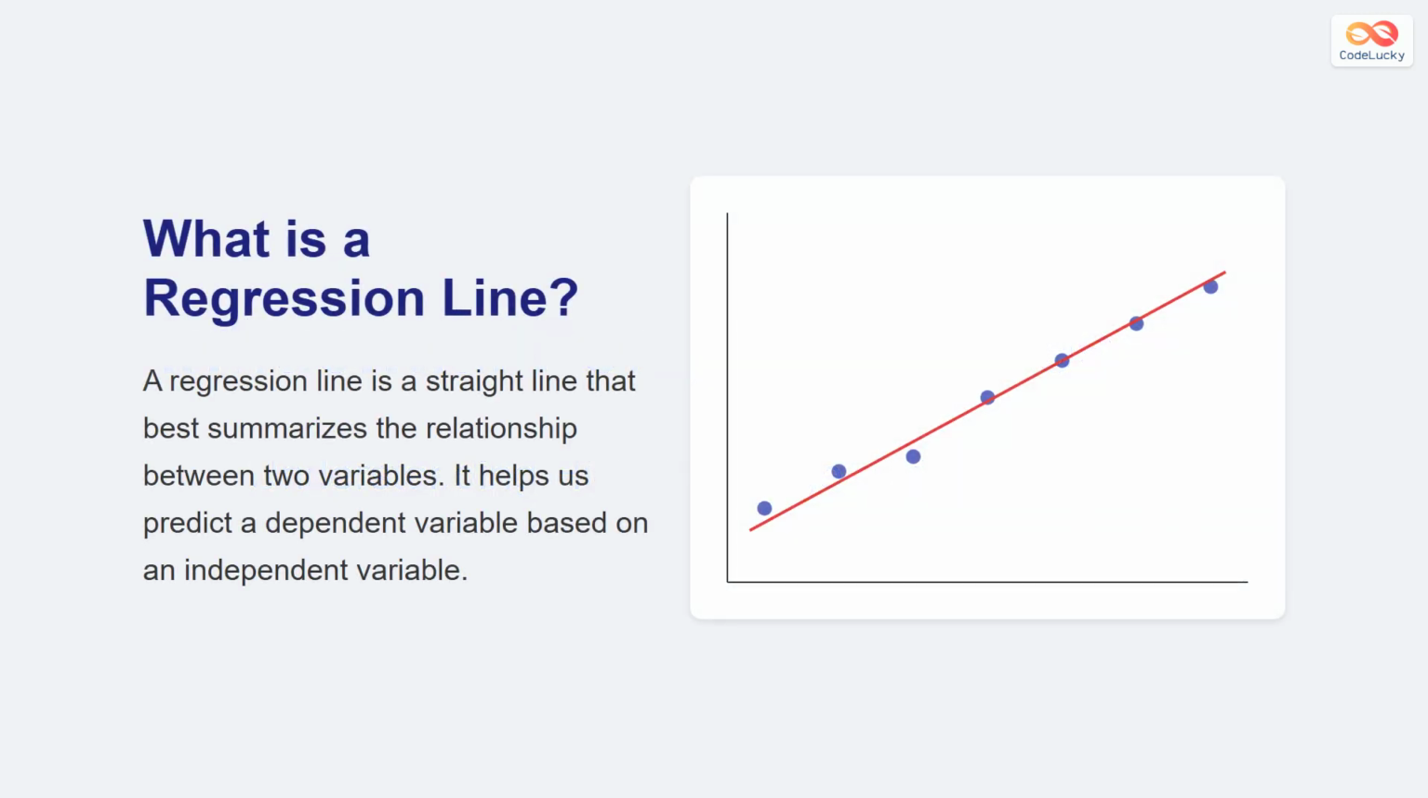First, let's quickly review what a regression line is. Think of it as a single straight line that best fits our data. Its main job is to show the relationship between two variables, and it allows us to make predictions. For example, we could use it to predict a student's exam score based on the hours they studied.